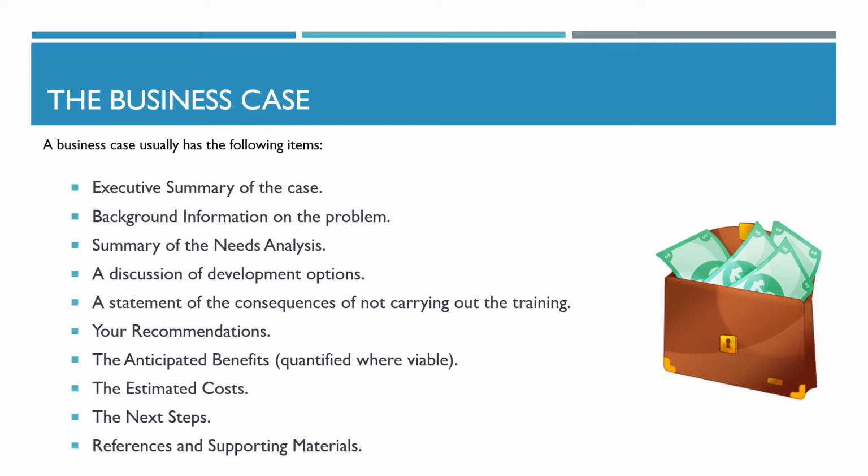A business case usually has the following items: an executive summary of the case, some background information on the problem, a summary of the needs analysis, a discussion of development options, a statement of the consequences of not carrying out the training, your recommendations, the anticipated benefits quantified where viable, the estimated costs, the next steps, and references and supporting materials. You will find a business case template in the references.